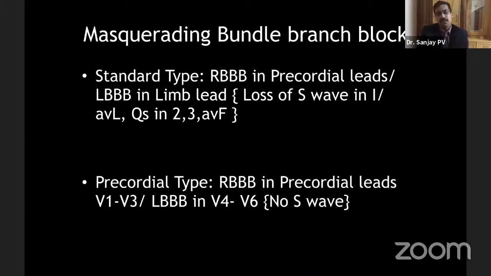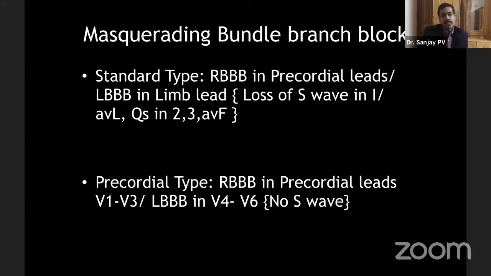You have two types of masquerading bundle branch block. The standard type is where you have right bundle branch block in the precordial leads and left bundle branch block in the limb leads. Usually with a right bundle branch block in the limb leads, you have a deep S wave in lead one and AVL, and you have upright R waves in 2, 3, AVF. So if you have loss of S wave in lead one, AVL and QS in 2, 3, AVF, you call it the standard masquerading bundle branch block.